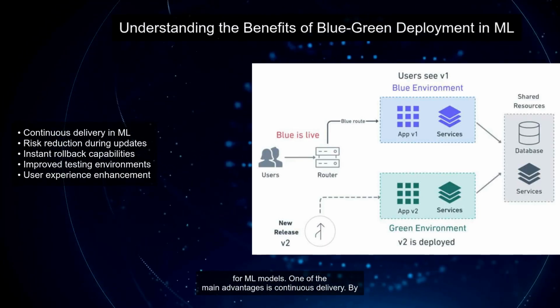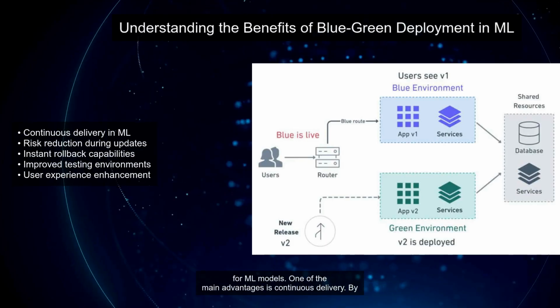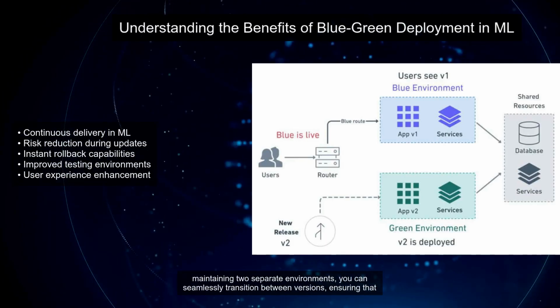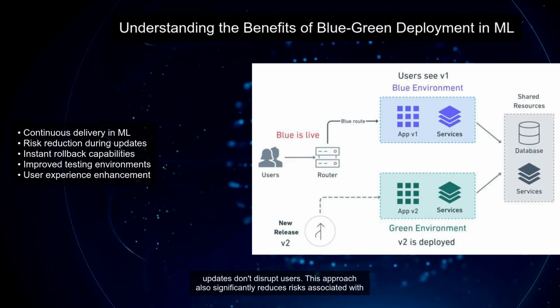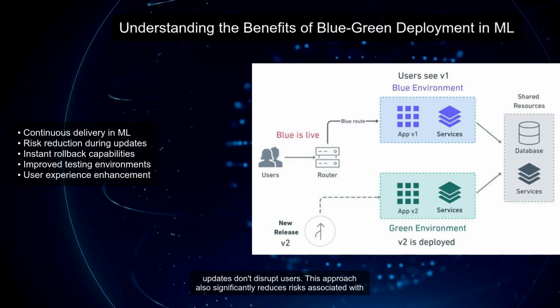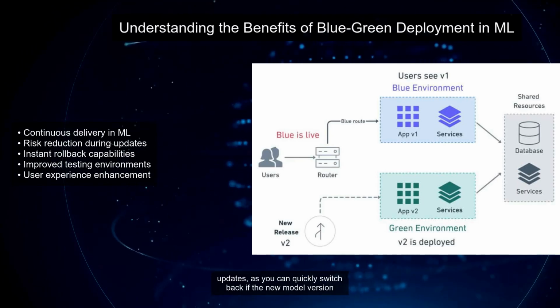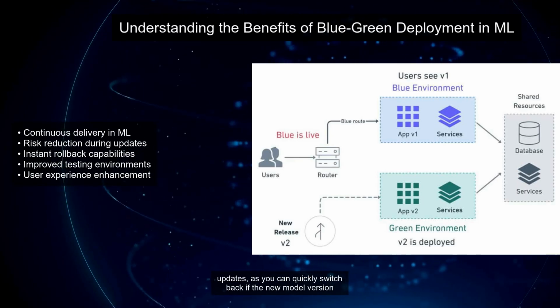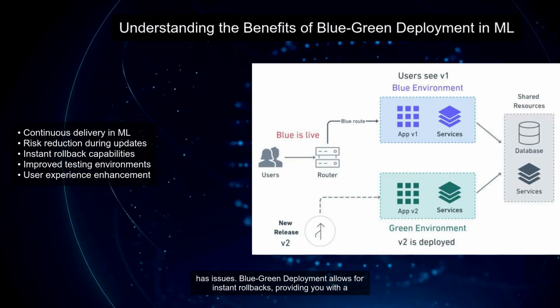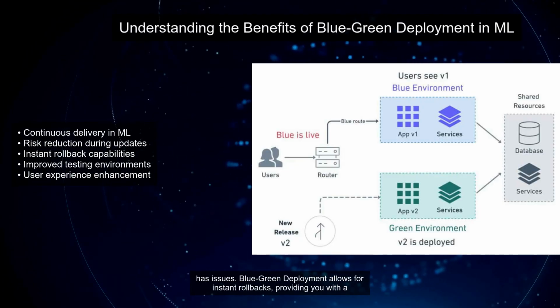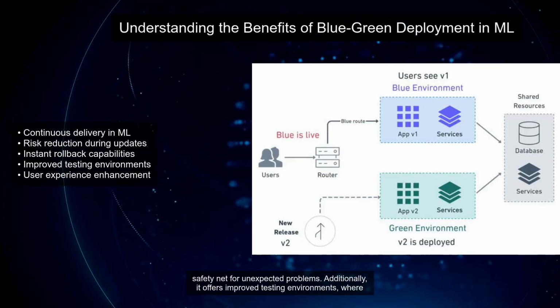One of the main advantages is continuous delivery. By maintaining two separate environments, you can seamlessly transition between versions, ensuring that updates don't disrupt users. This approach also significantly reduces risks associated with updates, as you can quickly switch back if the new model version has issues. Blue-green deployment allows for instant rollbacks, providing you with a safety net for unexpected problems.